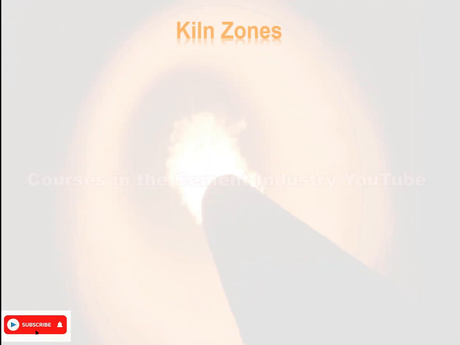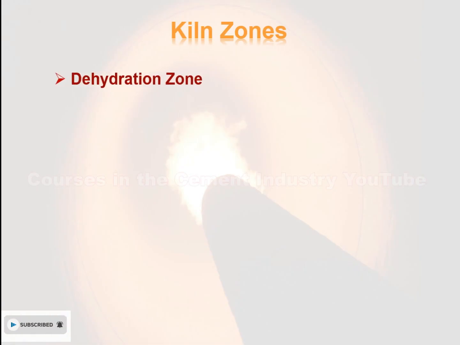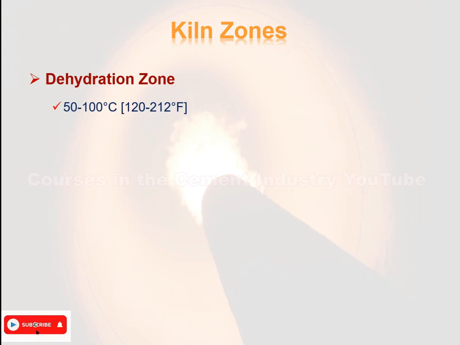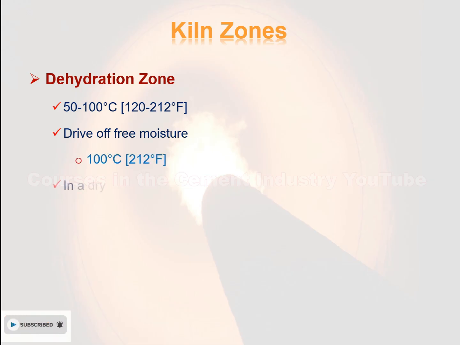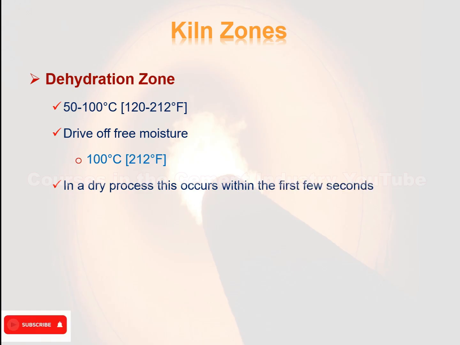Kiln zones. Dehydration zone in the wet process. The temperature range in this region is 50 to 100 degrees Celsius, to drive off free moisture at 100 degrees Celsius. In a dry process, this occurs within the first few seconds.